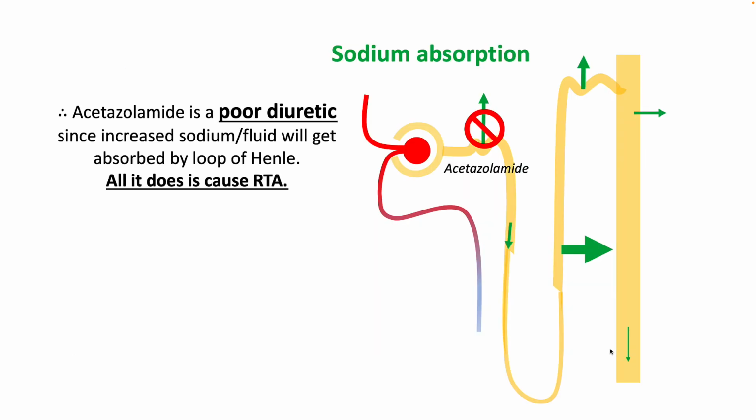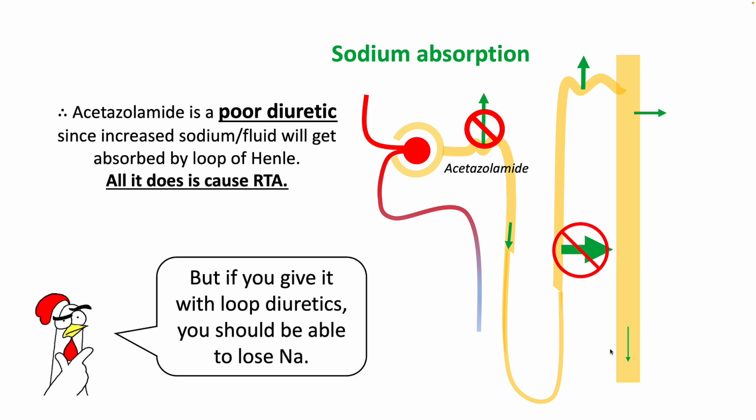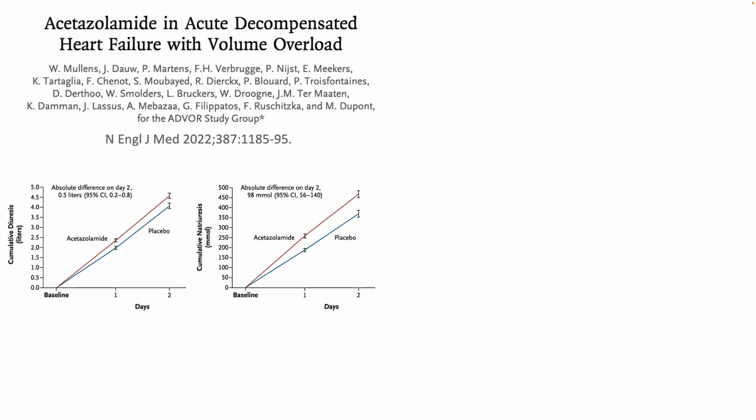However, acetazolamide is a very poor diuretic because the sodium that is not absorbed in the PCT is absorbed by the thick ascending loop of Henle. However, if you give it with loop diuretics, you should be able to increase sodium excretion. In this study, they compared Lasix along with 500 milligrams daily of acetazolamide.